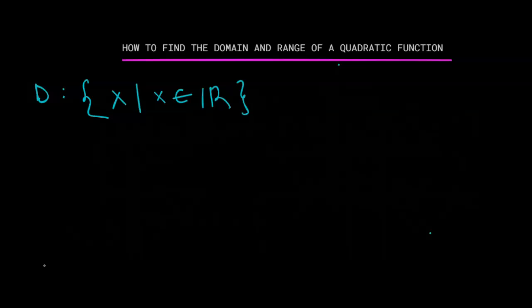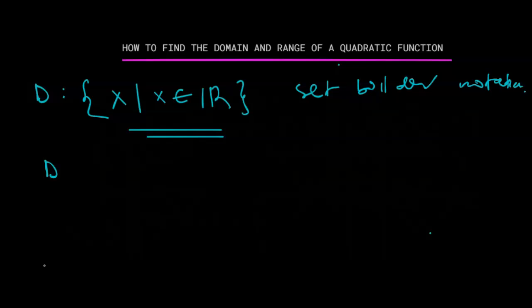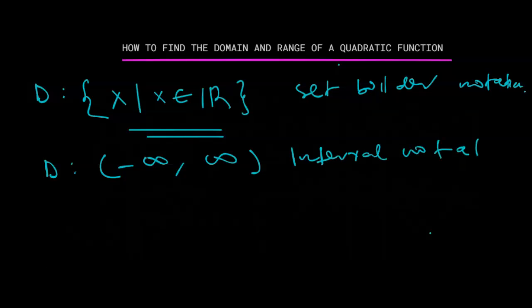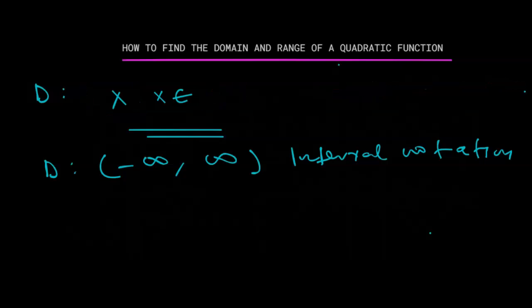And in this form, we say that we are writing the domain in the set builder notation form. Or we can say that the domain is from negative infinity to positive infinity. And this is the interval notation form. So any of these two will work. So whatever quadratic function that you are given, the domain is always and always the set of all real numbers.